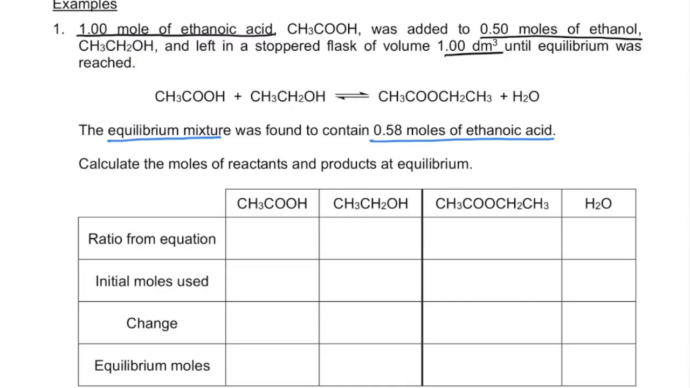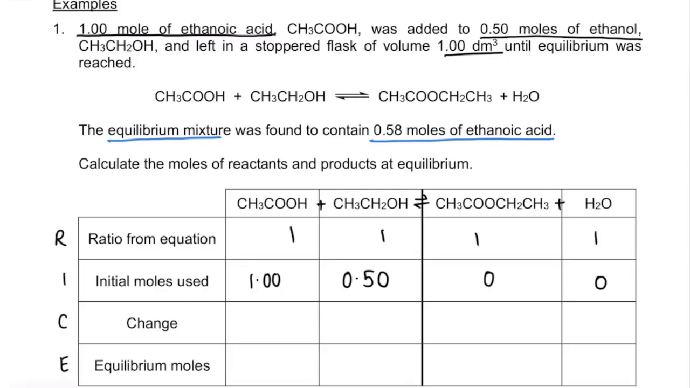Now there's a little mnemonic, a little way to help you remember how to do this, and it goes RICE. We're going to have the ratio from the balanced equation. That is literally the numbers in the balanced equation. Now in this equation is all 1 to 1, so it's a nice straightforward example. There's 1 mole of everything. Then we're going to put in the initial amounts that we used. We used 1 mole of ethanoic acid and a half a mole of ethanol. At the beginning we had no products, we just mixed reactants, and so there was no products.